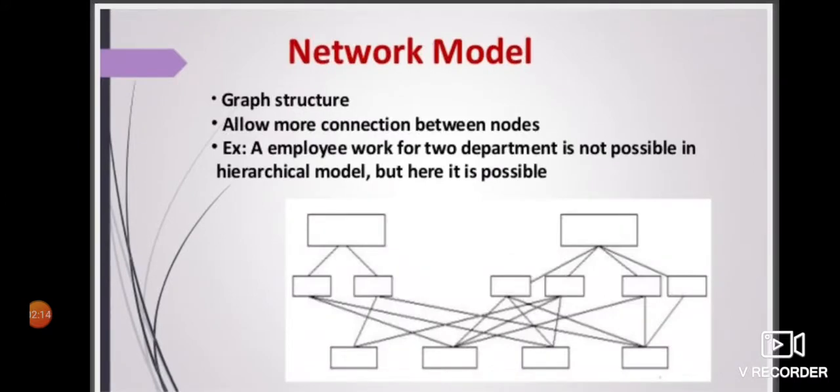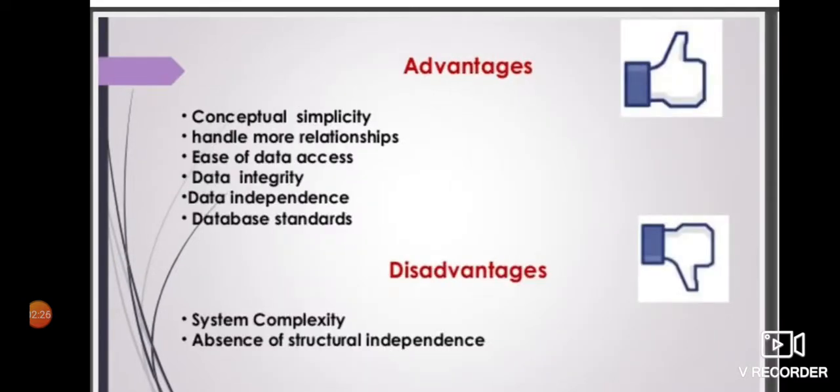Second is the network model. It has a graph structure and allows more connections between nodes. An employee working for two departments is not possible in the hierarchical model, but here it is possible. Advantages: conceptual simplicity, handles more relationships, ease of data access, data integrity, data independence, database standards. Disadvantages: system complexity, absence of structural independence.